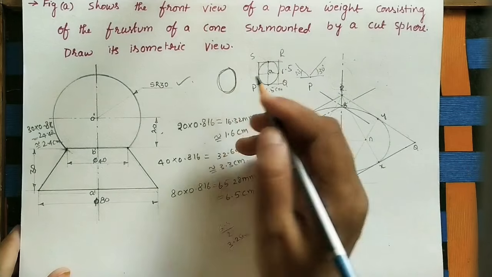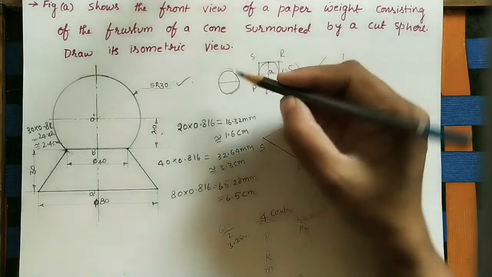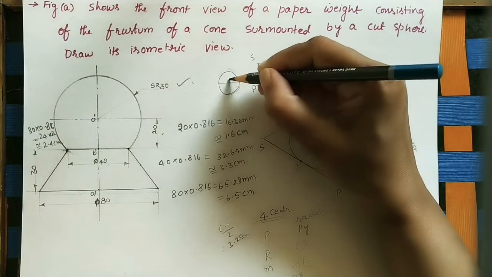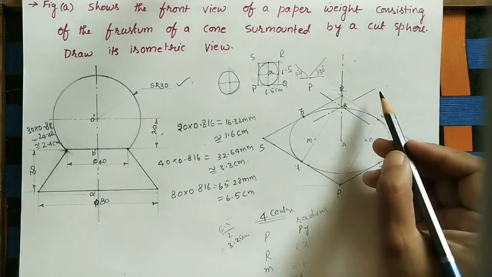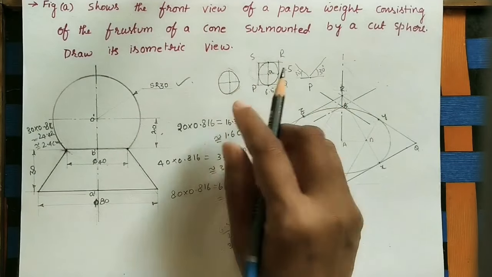Okay, it is 3.3 cm. This diameter is 3.3 and at center, this vertical diameter also 3.3 at center. For getting one more ellipse, this part. Okay, in isometric view, we'll follow the same procedure.